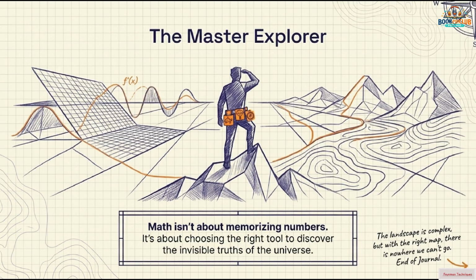Which brings us to slide 12, the Master Explorer, and the ultimate takeaway of this entire Feynman mission. Looking at all these sources, the message is clear. Math isn't about memorizing numbers. No, it's about choosing the right tool to discover the invisible truths of the universe. The equations are just the physical tools in your backpack. They are the compass, the parachute, the footprints.